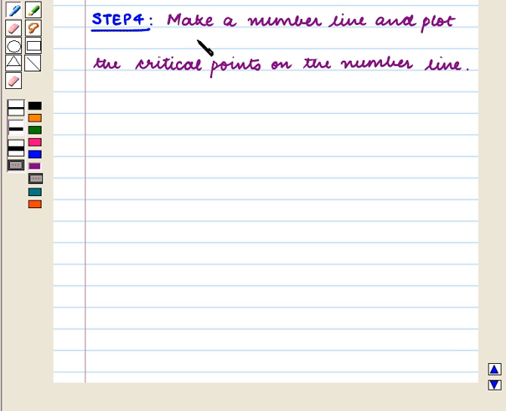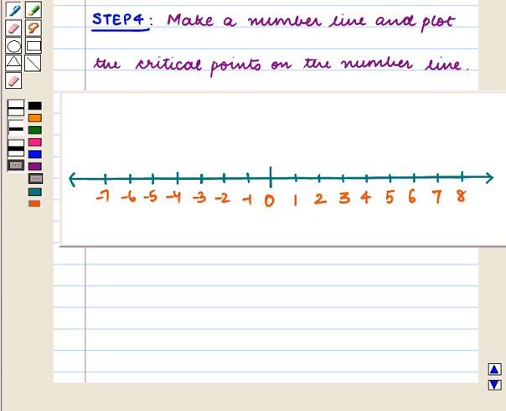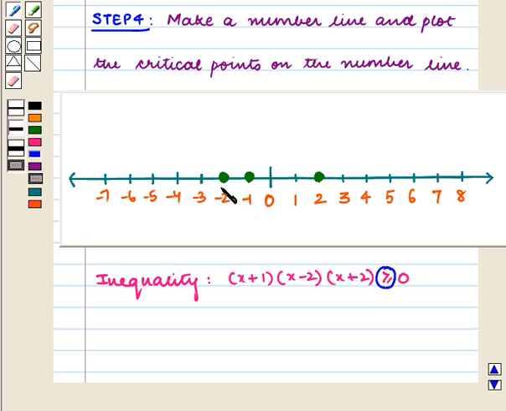Our next step is to make a number line and plot the critical points on the number line. Let us now make the number line. This is minus 2, this is minus 1 and this is 2. Because of the greater than or equal to sign, we will draw closed circles on these points, which indicates that these are included in the solution set of the inequality.